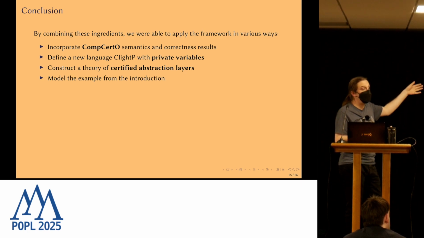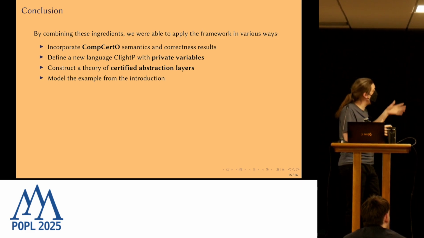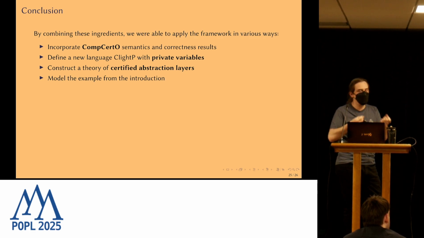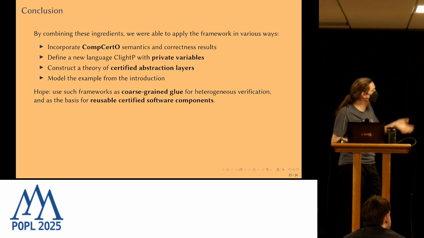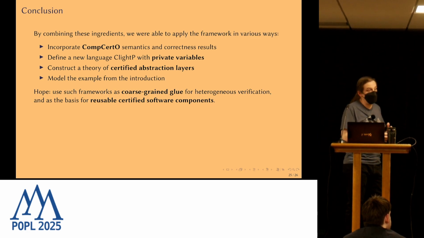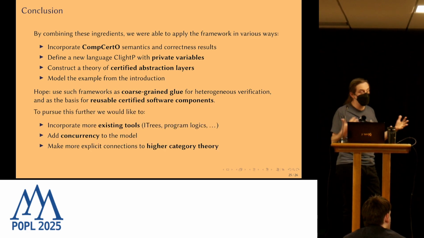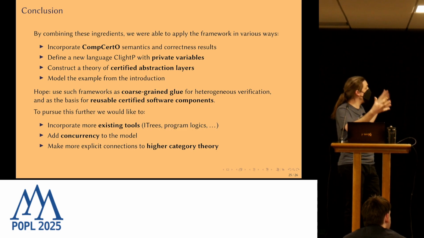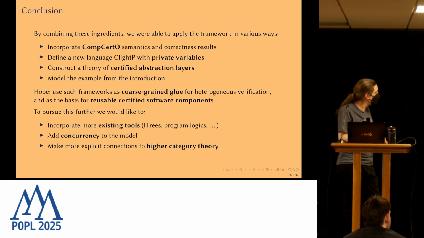We defined a new language, C-Lite-P, that has private encapsulated variables. We were able to redefine a whole theory of certified abstraction layers using these basic ingredients. And of course, model our example from the introduction. We hope to use this kind of framework as coarse-grained glue for reusable certified components, right? And together, I think we'll need to incorporate more program logics and things like that.